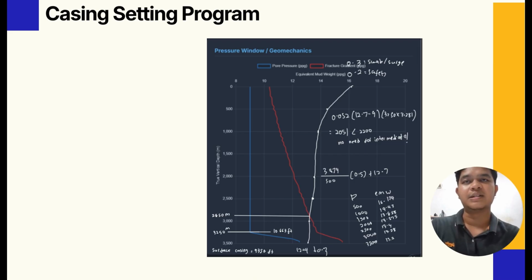Firstly, this is the casing setting part. So from the well data that we obtain, we are able to determine the type of casing that we need to use. So from the calculation, we determine that the PSI for the diffusion stick limit doesn't bypass 2200, so we do not need intermediate. So this is the type of casing that we pick at the table, and this is the grade that we pick.